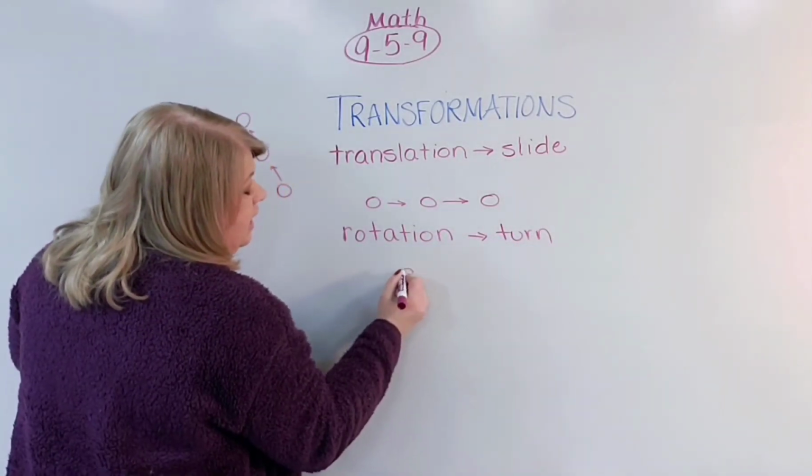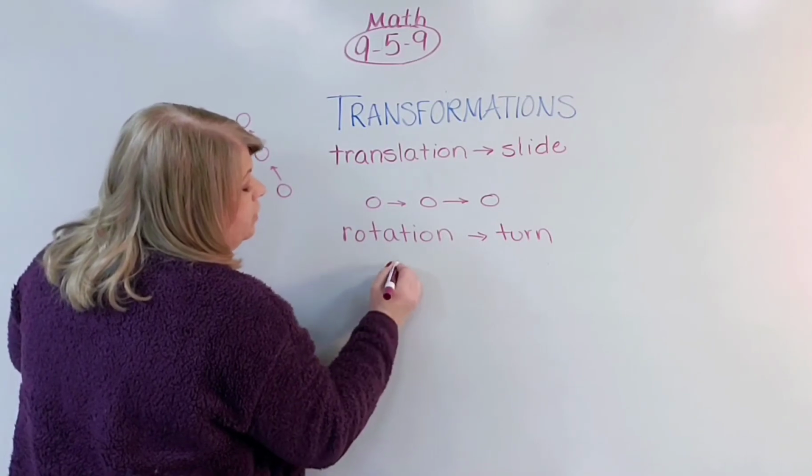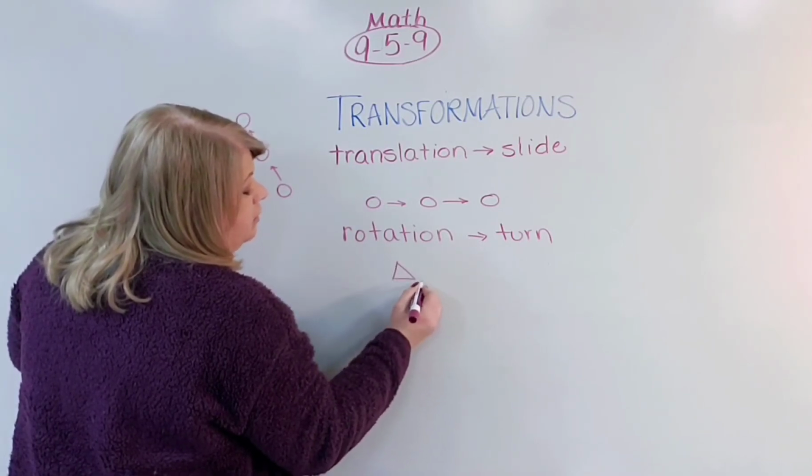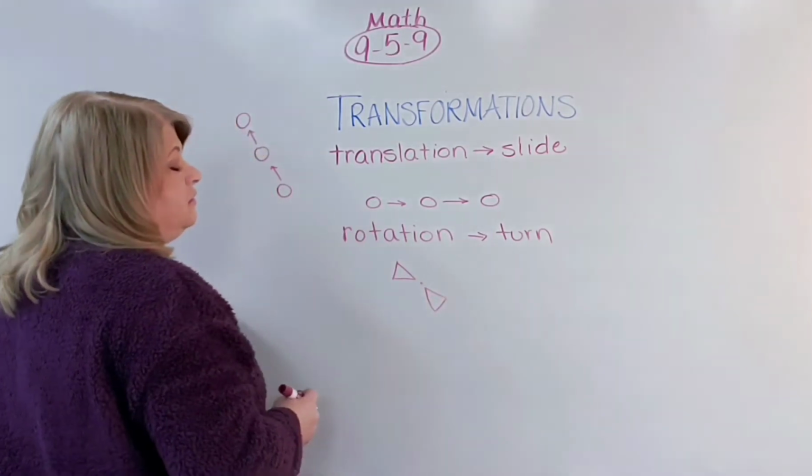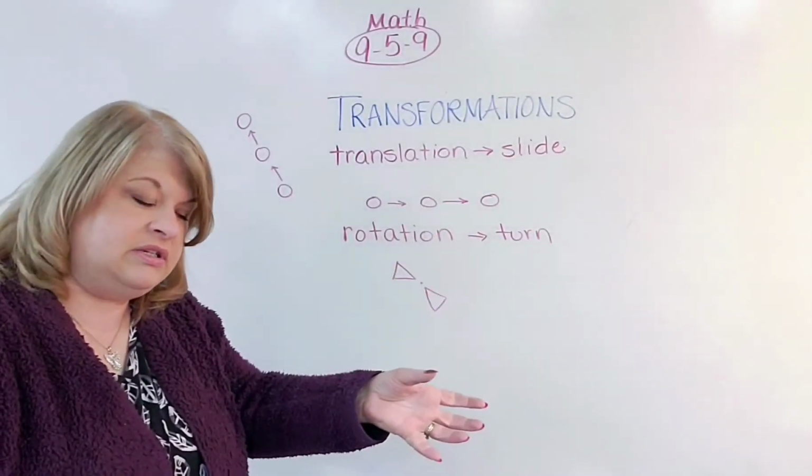So let's say I have a triangle here. There's a point here. So I'm going to make it turn, and it's going to go like that, right? It has just turned to the side.